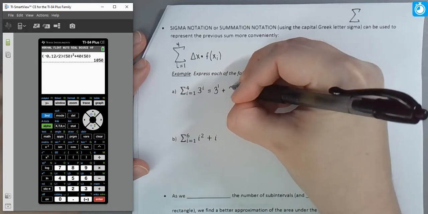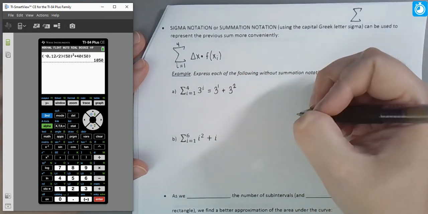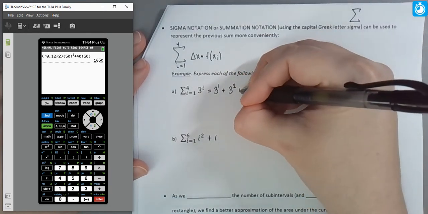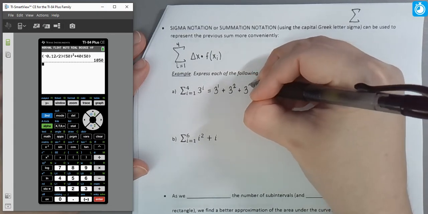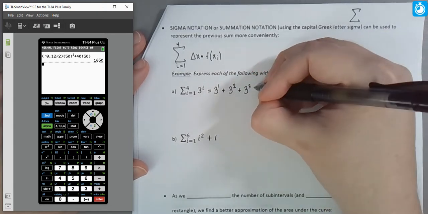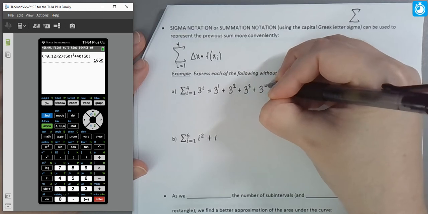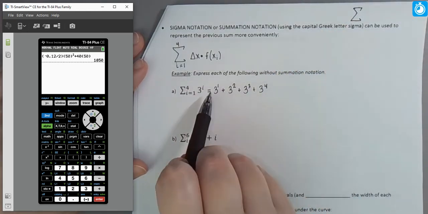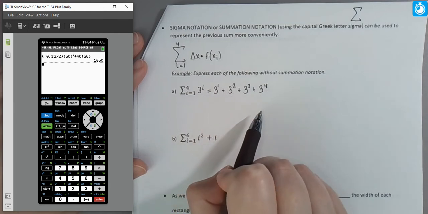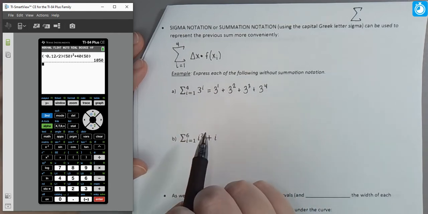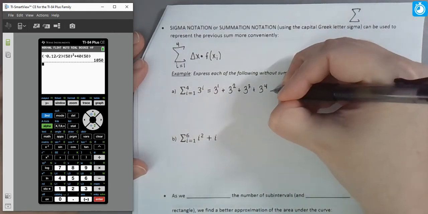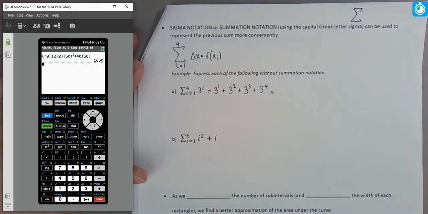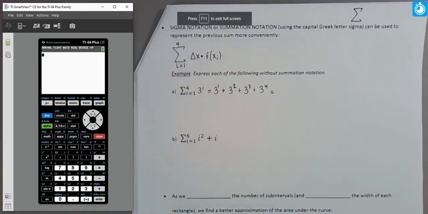Add on each subsequent term with that formula applied to the next value of I. So 3 squared plus 3 cubed plus 3 to the 4th power. That is what this notation really means. This is the expression, the expanded form that expresses what this notation is actually telling us to do. And of course we can simplify that because we have a calculator.